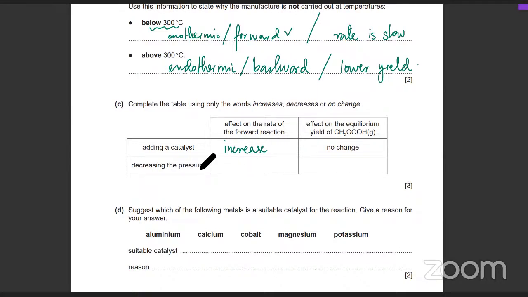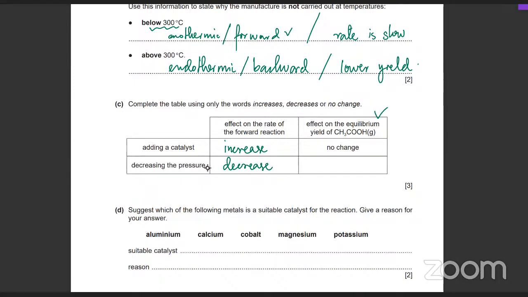Particles will be further apart or closer together? Lower pressure, they'll be further away. Higher pressure, you're bringing them together. So if they're further away, there'll be fewer collisions, right? So the rate of the reaction will decrease.